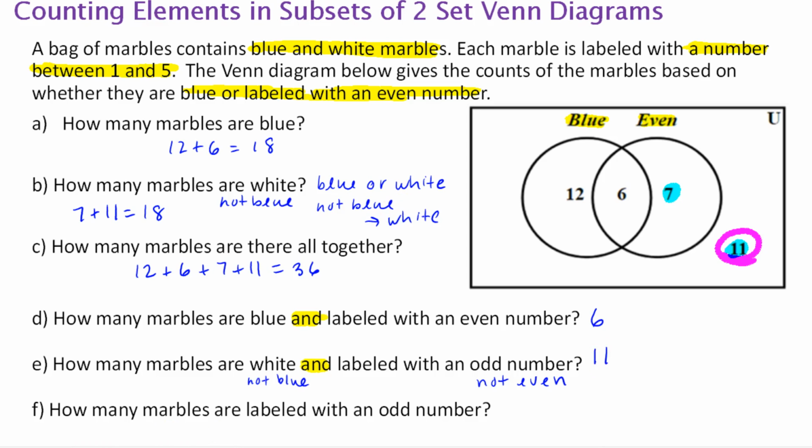And then finally, we're asked how many marbles are labeled with an odd number? Like we mentioned in the last problem, that's equivalent to being not even. So here's the even circle, so it's not even, so not these two, which means it must be these two. 12 plus 11 is 33 marbles.